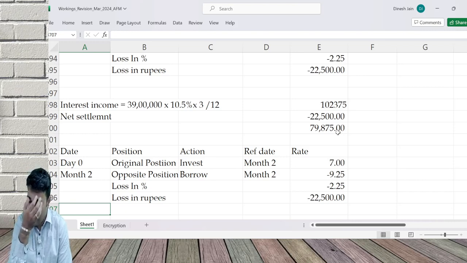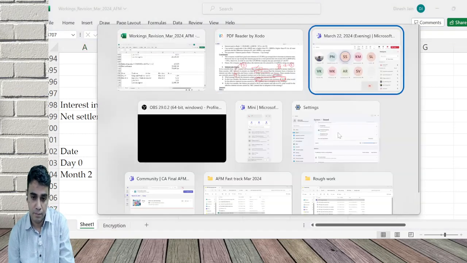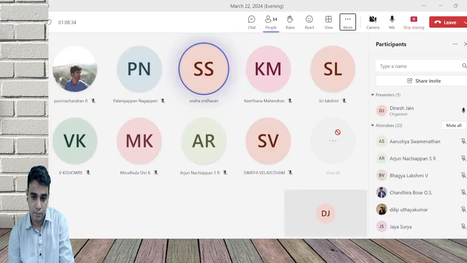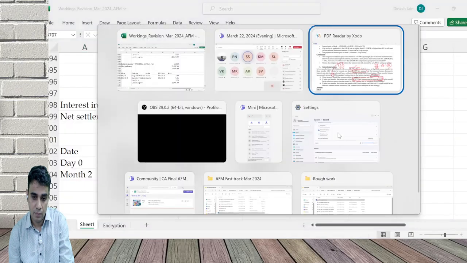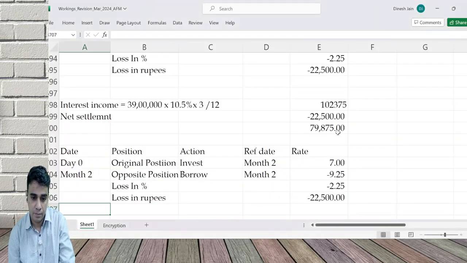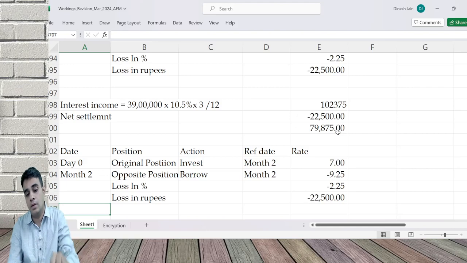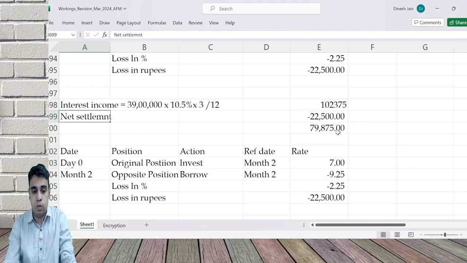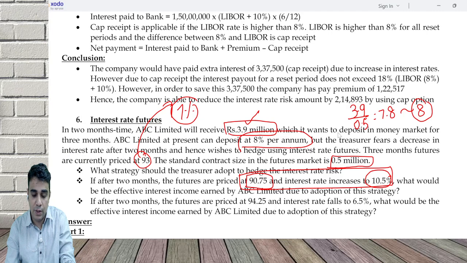And this is one area where I go relatively slow. Sir, I actually missed out a part. How has 9.25 been arrived at? The borrowing interest rate. 100 minus 90.75. Okay. Please do the rework part.